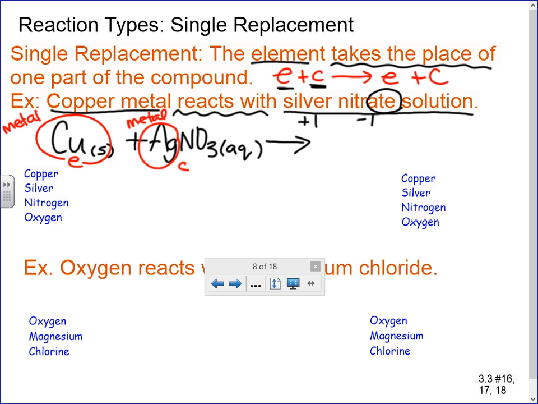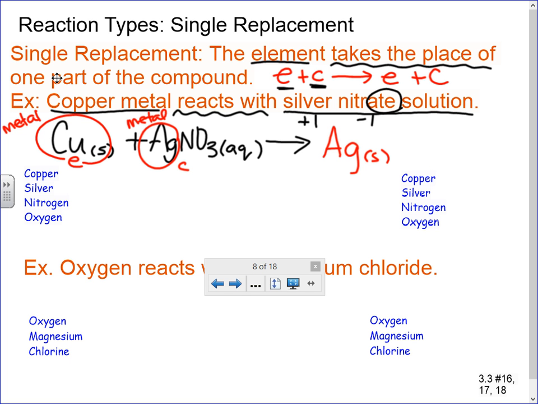So the idea here is that copper is going to replace silver. That means that at the end, silver just got bumped. It's not in the compound anymore. Copper replaced it. Silver is now all alone. When silver is alone, it's a metal, it's a solid. Copper took its place, so copper will now be in the compound where silver was.